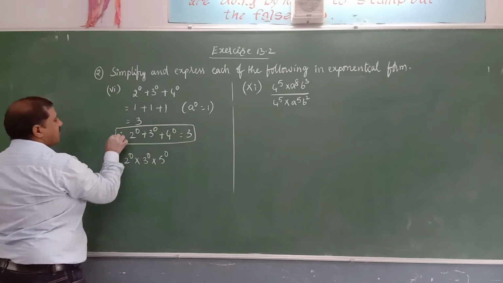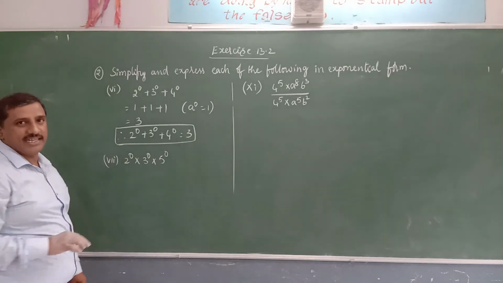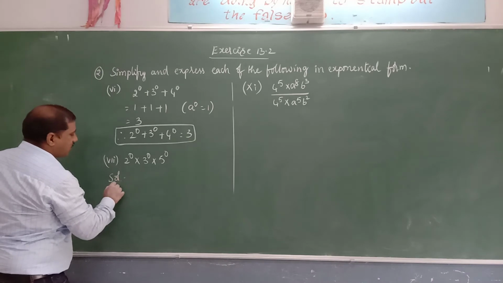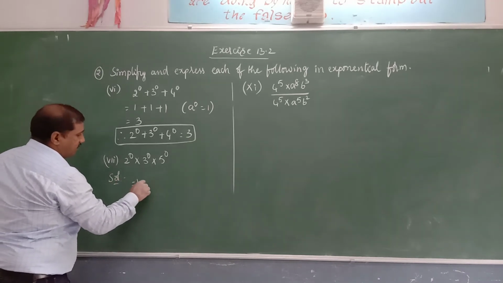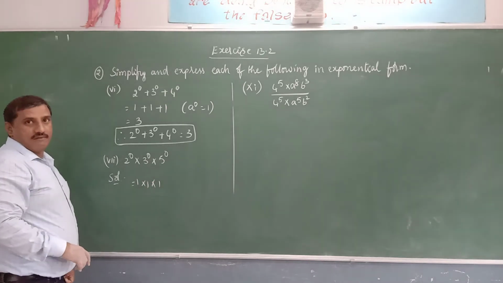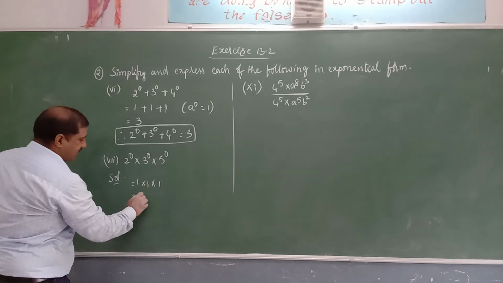Like this we simplify using the laws of exponents. Now here in this question, 2 power 0 is equal to 1, into 3 power 0 which is 1, into 5 power 0 which is 1. 1 into 1 into 1 is 1.